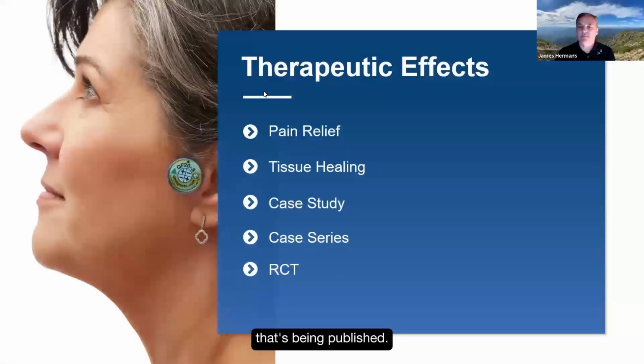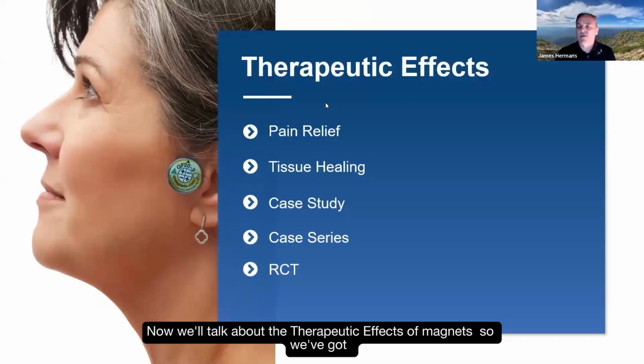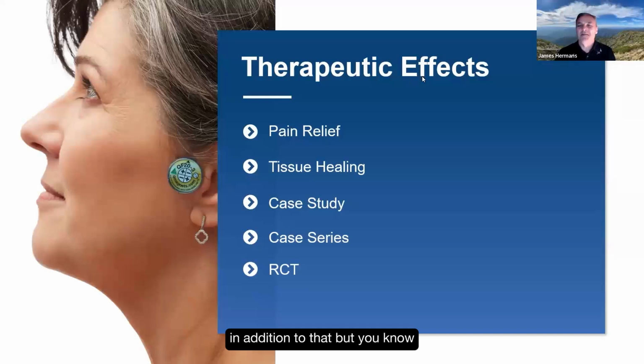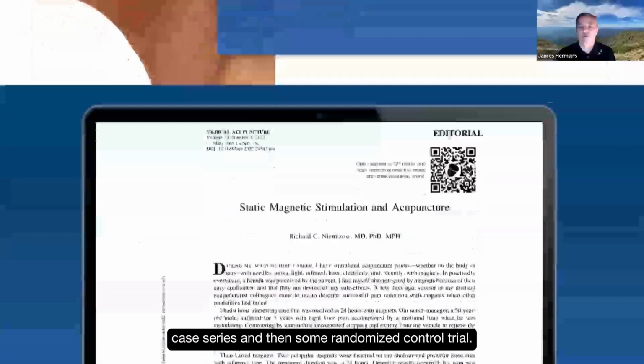Now we'll talk about the therapeutic effects of magnets. So we've got pain relief and tissue healing, which are the two main ones that we discuss here. Look, other acupuncturists have come to me and explained amazing things that they're doing with multipolar magnets in addition to that, but we're sticking here with what's in the published literature. So we're going to look at a case study, a case series, and then some randomized controlled trials.